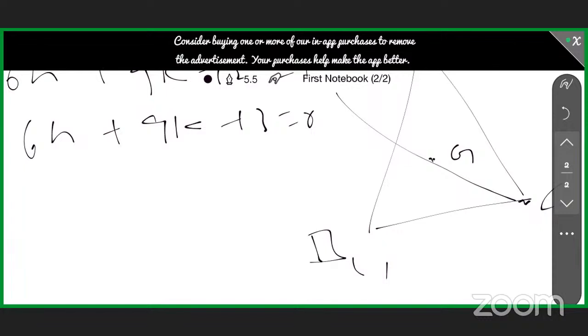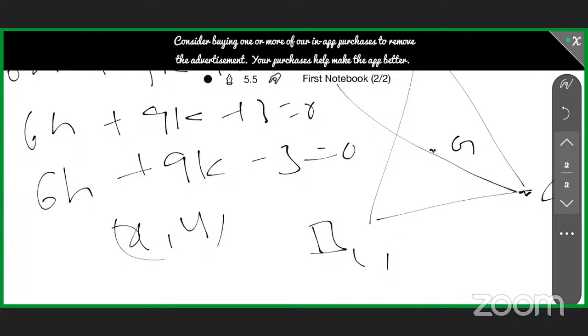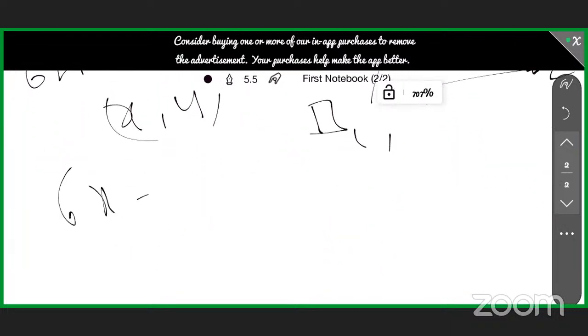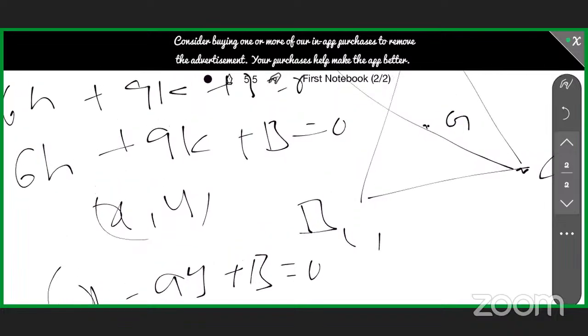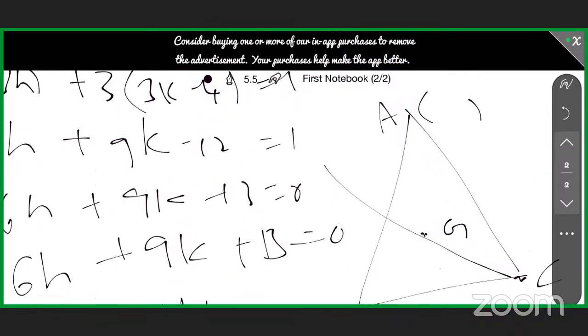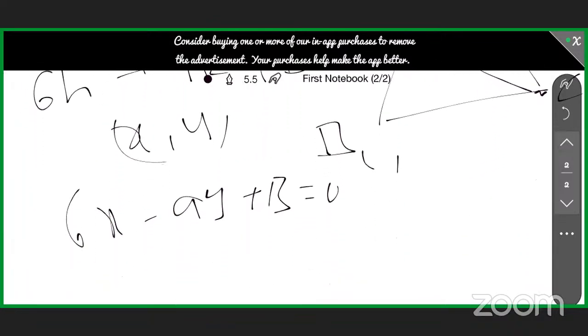This equation will become 6h plus 9k minus 3 is equal to 0. If I take it in the form of x comma y, it becomes 6x minus 9y minus 3 is equal to 0. Plus 1. You understand?